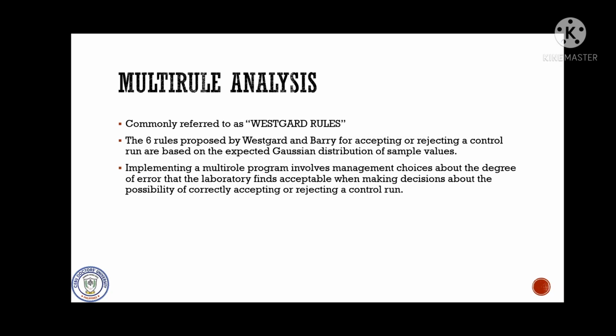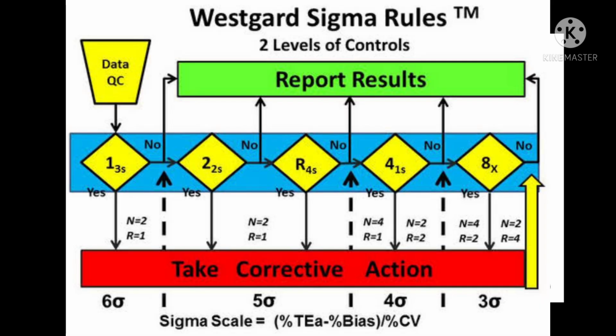And lastly is the multi-rule analysis. Multi-rule analysis, commonly referred to in the laboratory as the Westgard Rules, has formalized the application of multi-rule techniques to the medical laboratory. The 6 rules proposed by Westgard and Barry for accepting or rejecting a control run are based on the expected Gaussian distribution of sample values.